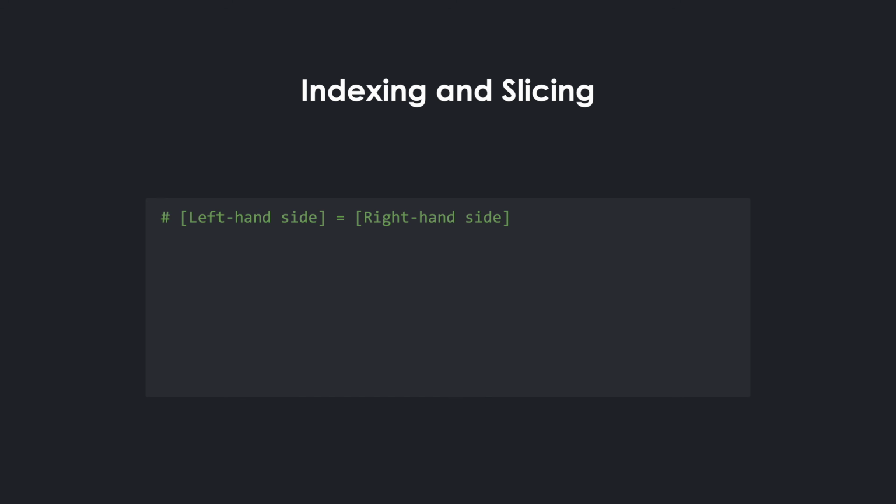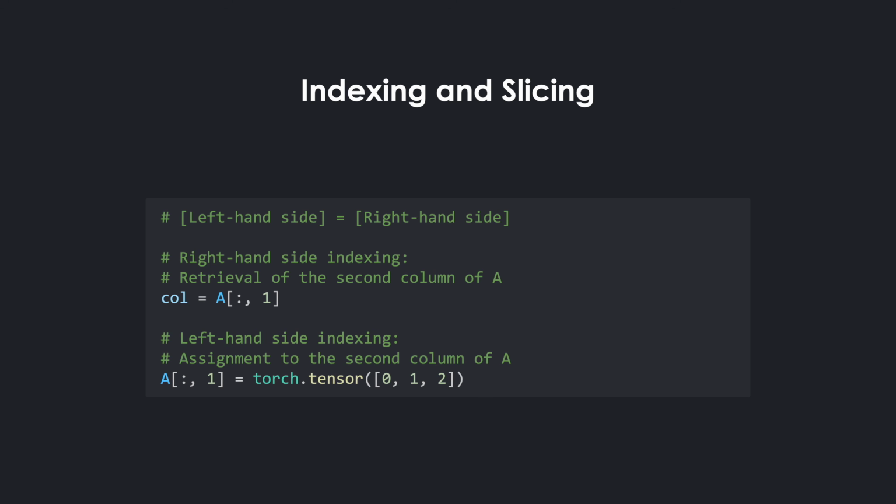As a last note on indexing, we'll talk about left-hand side and right-hand side indexing. The terms left-hand side and right-hand side refer to the left and right side of an equal sign in programming. So far, we've only used right-hand side indexing, where we index to access a slice of a tensor and assign it to a variable or process it further. Left-hand side indexing works just as well. Let's say we have a 3x3 tensor A and we want to replace its middle column with the tensor [0, 1, 2]. We can do that like this. Here we use left-hand side indexing to select the slice of A and assign new values to it.